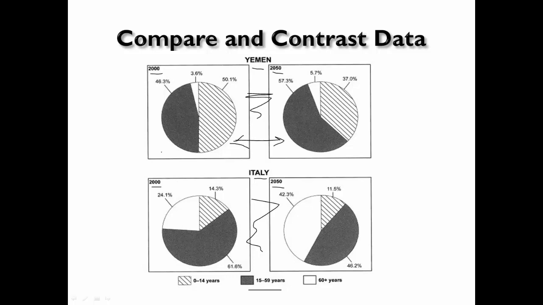And you could also contrast these two. So let's stick with 15 to 59-year-olds. You could say that Italy has a far bigger population, or had a far bigger population than Yemen of 15 to 59-year-olds. However, Yemen had a much higher population of 0 to 14-year-olds than Italy. So you'll see that you compare both time and you compare and contrast countries.